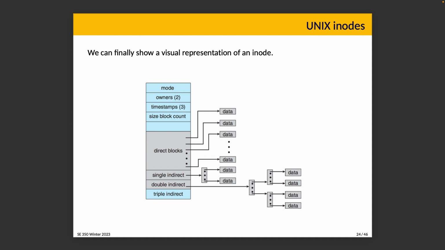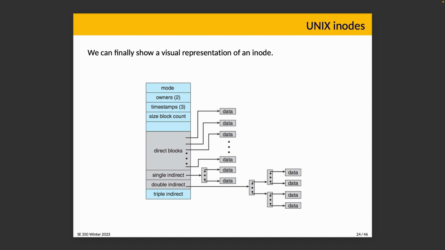There's the mode, there's the owners, there's the timestamp, there's information about other stuff, right? And then there are the direct blocks. And these are just pointers to data, and there's 12 of them. So if our file fits in 12 blocks or fewer, then we don't really have to allocate any additional blocks just for the index, right?